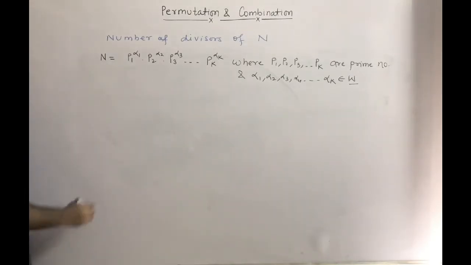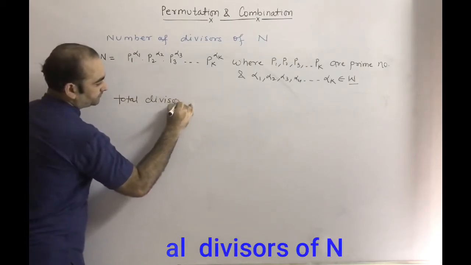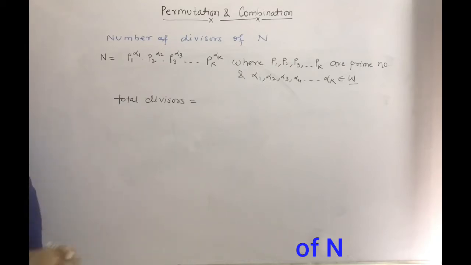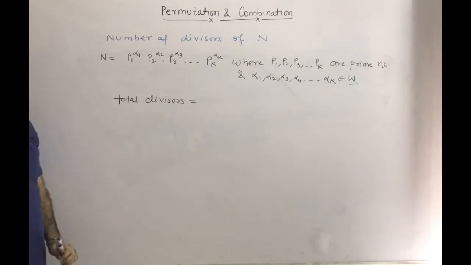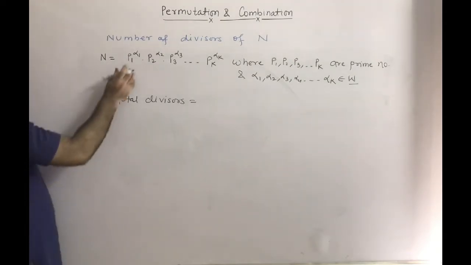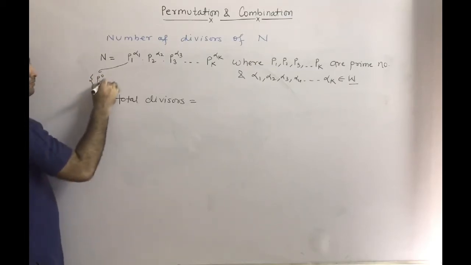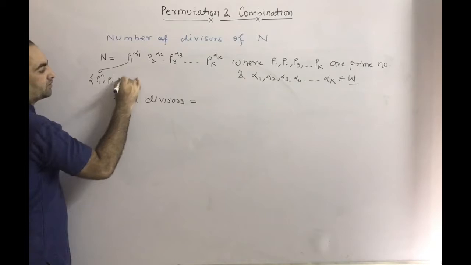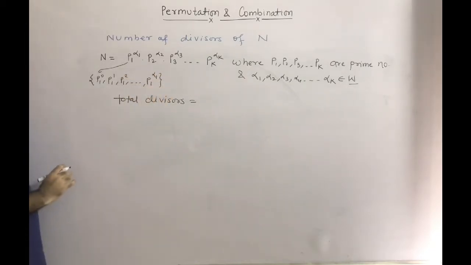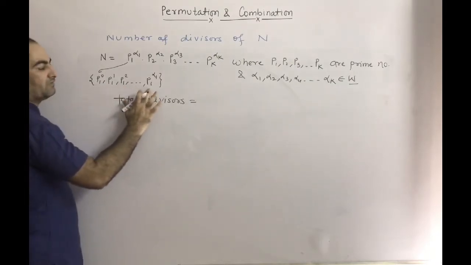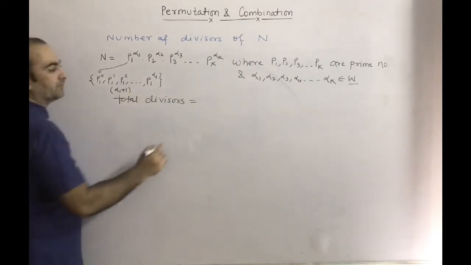Now here if you want to find out total divisors, we have to do a combination of p1, p2, p3 and so on pk. Now in how many ways can we select p1? We can take p1 power 0 or p1 power 1 or p1 power 2 or so on p1 power alpha 1. So p1 power 0 to p1 power alpha 1, how many ways? Alpha 1 plus 1. So the total number of ways of selecting p1 is alpha 1 plus 1.